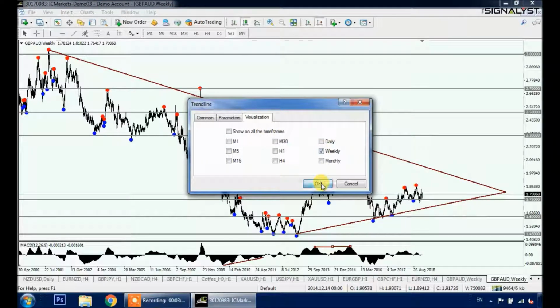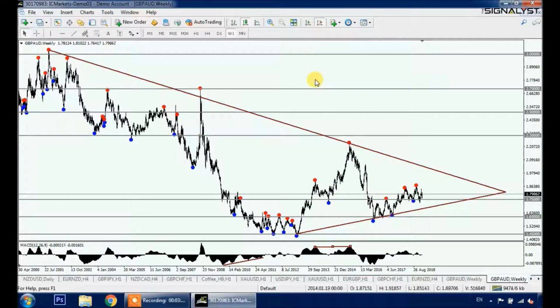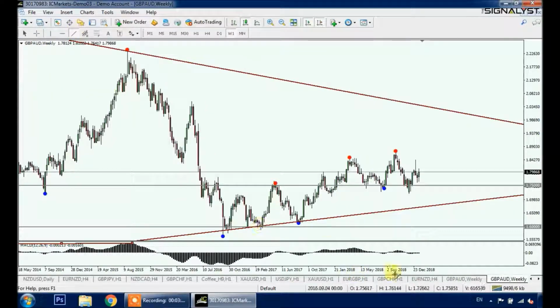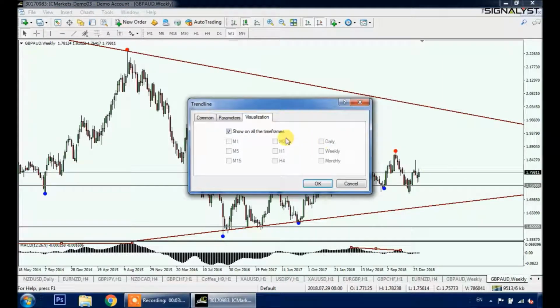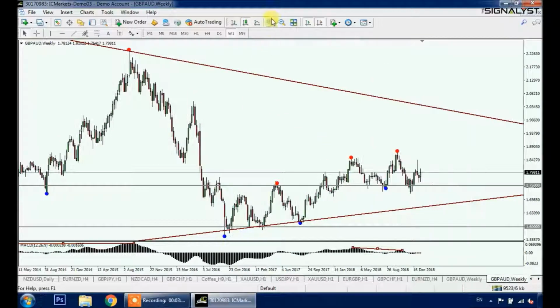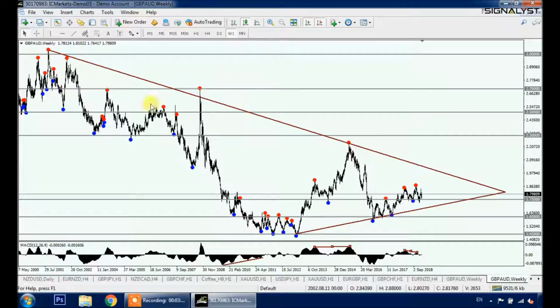And if we zoom in, we can see that we have one here as well. MACD is making lower highs while price is making higher highs. Alright, so now we are done with our levels, our trend lines and patterns, and our divergence.